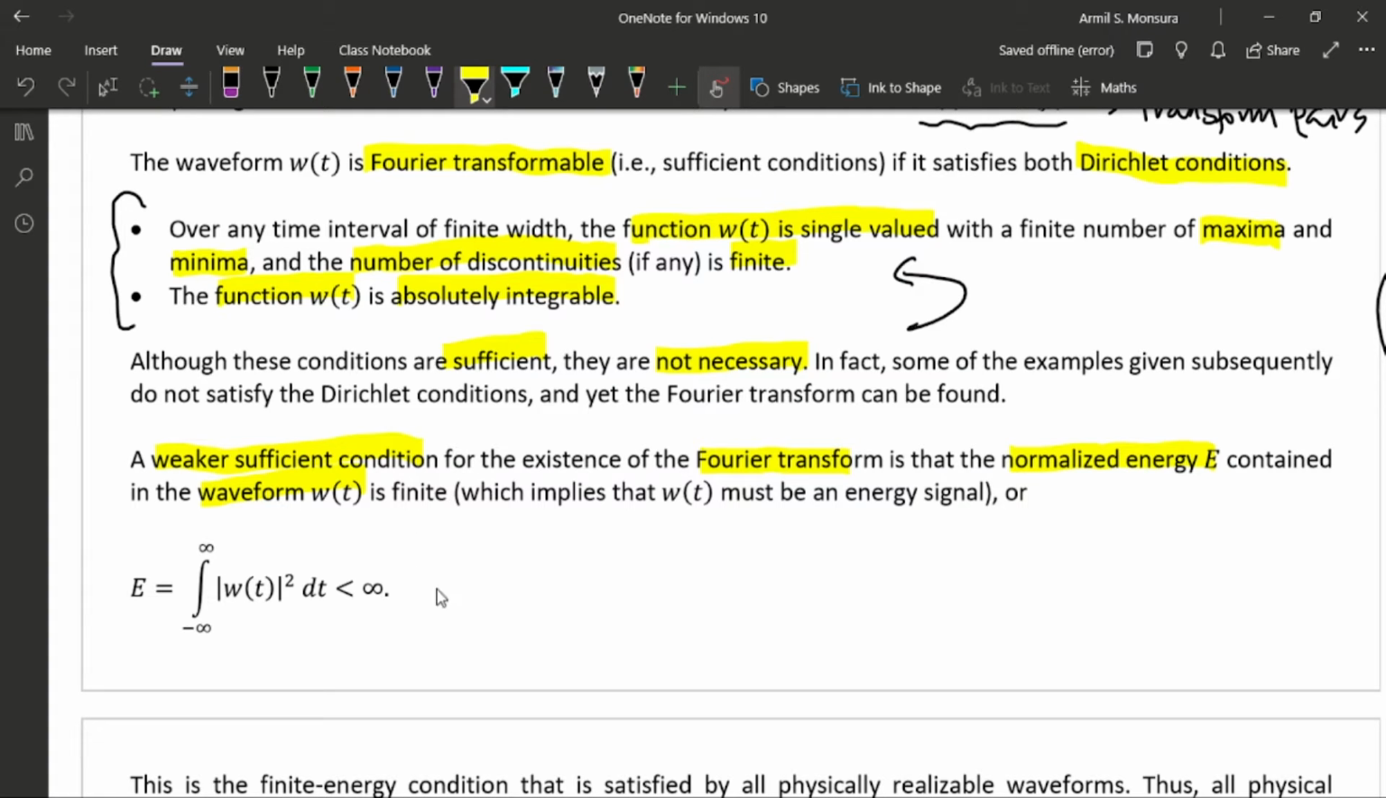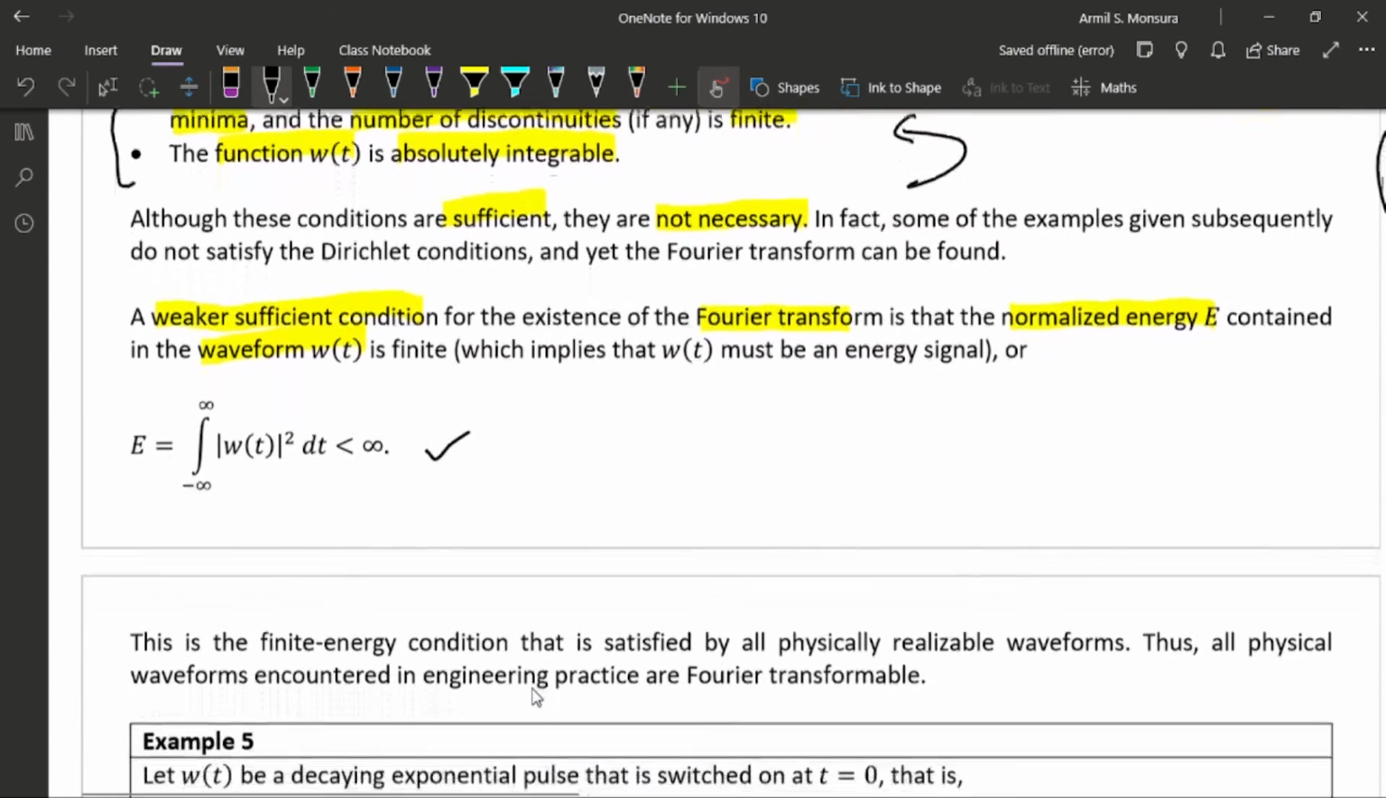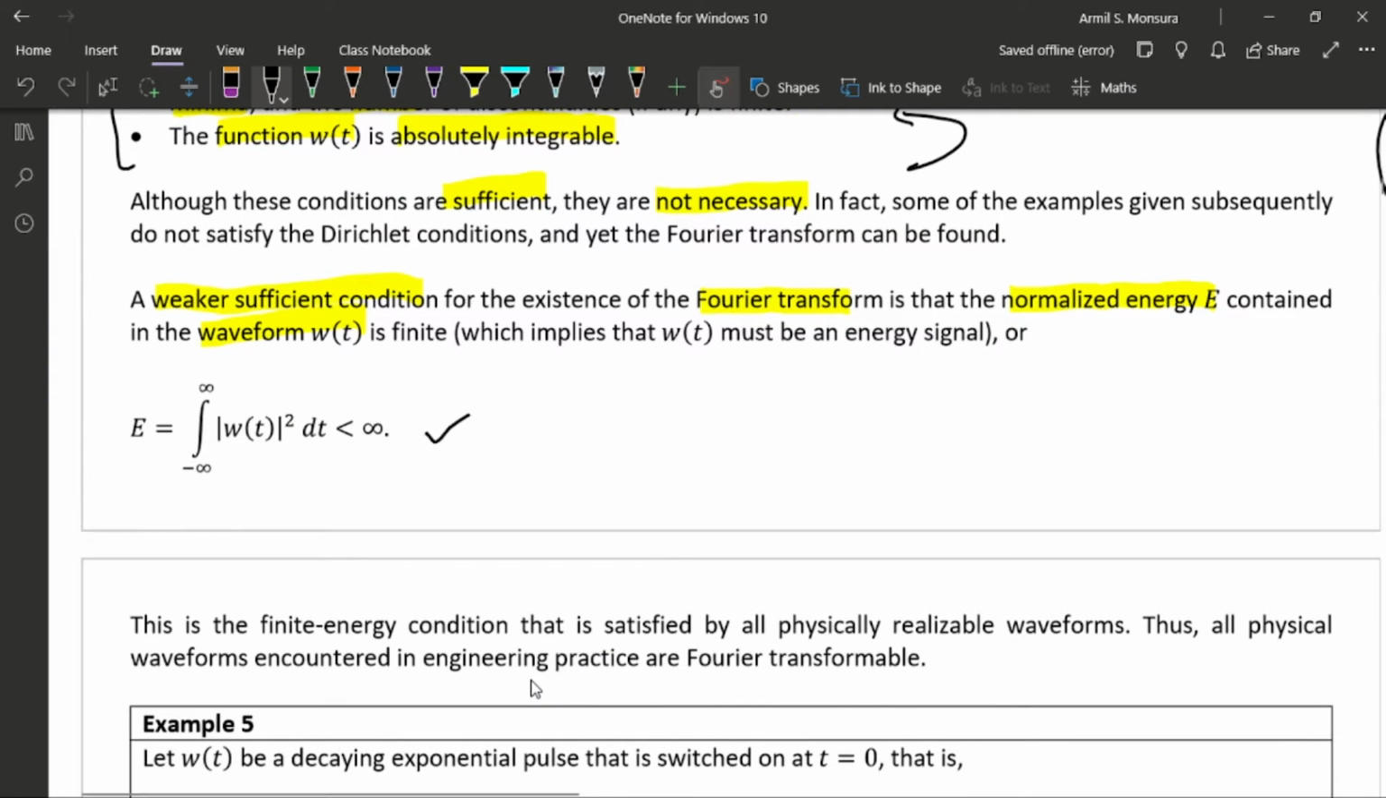Again, the condition is that the waveform must be an energy waveform. That means it has a finite energy. That is what this condition says: it has a finite energy. And again, as we said, all physically realizable signals are energy signals. Therefore, all physically realizable waveforms should have a Fourier transform.